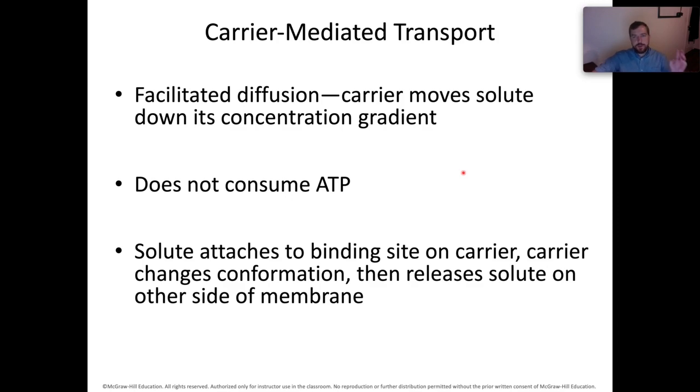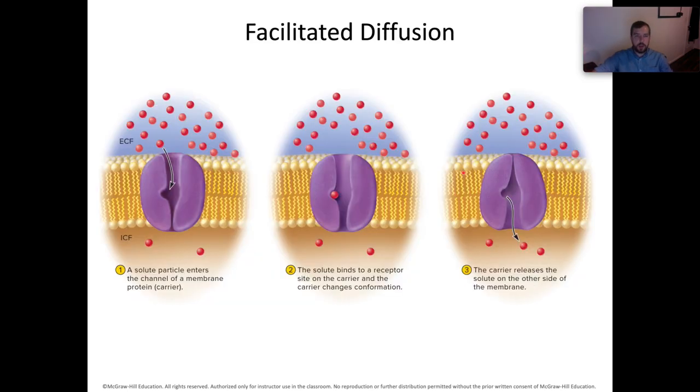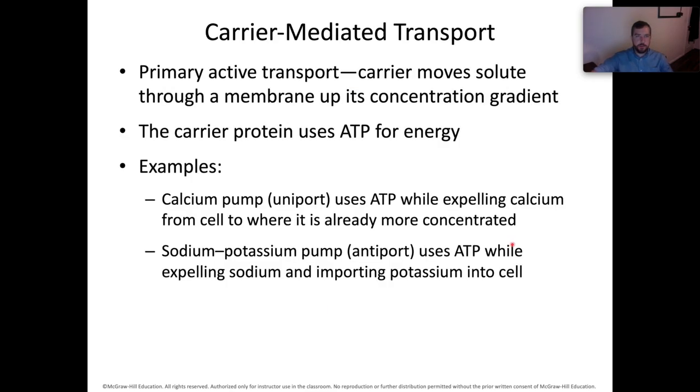Facilitated diffusion is when the carrier moves down its concentration gradient. So it is diffusion, it doesn't require energy, it's just going from high to low, it's running down the hill, right? You'll attach to the carrier, it will change conformation and release it on the other side. For example, this is extracellular fluid. The solute will bind to the receptor, and then it will spit it out on the other side. Very simple. Right? Now we get to things that are expensive that require ATP.